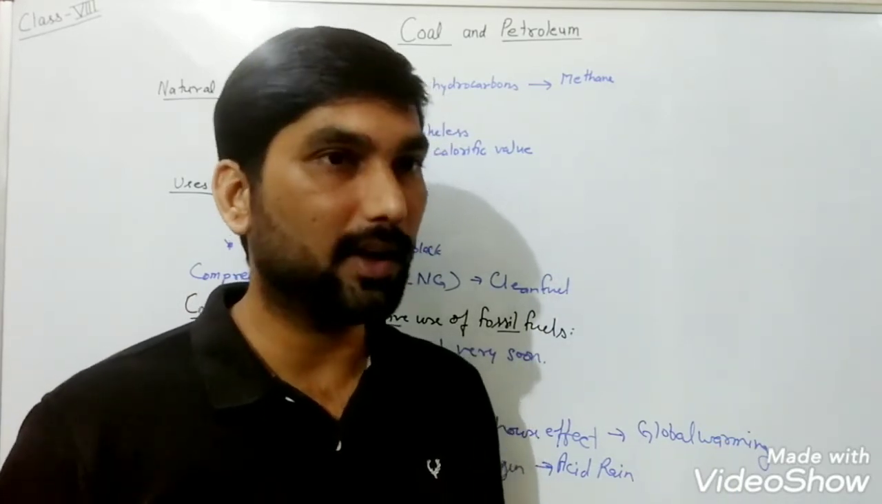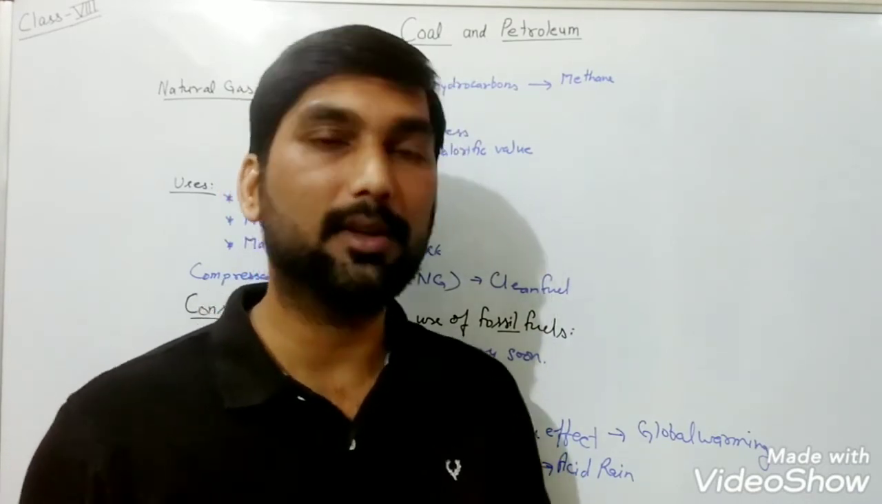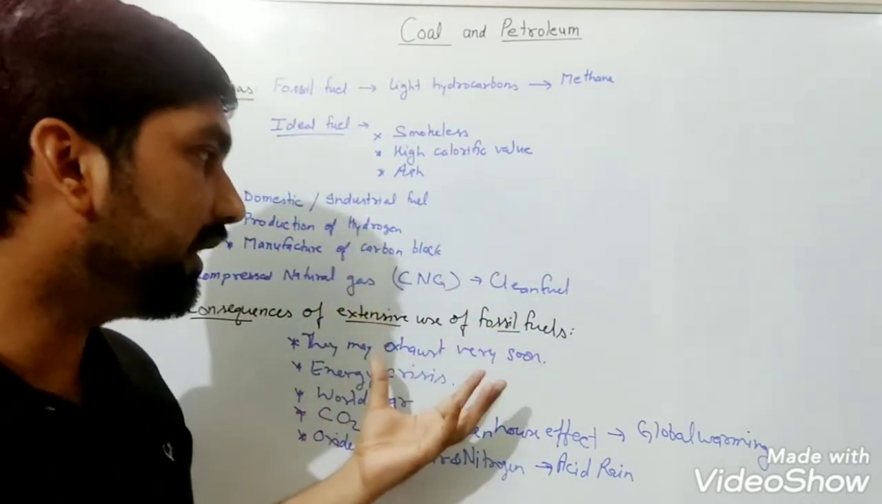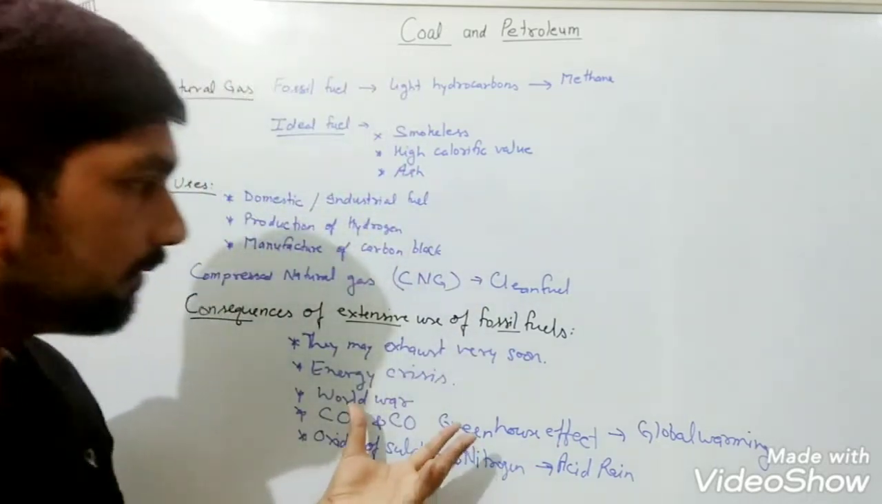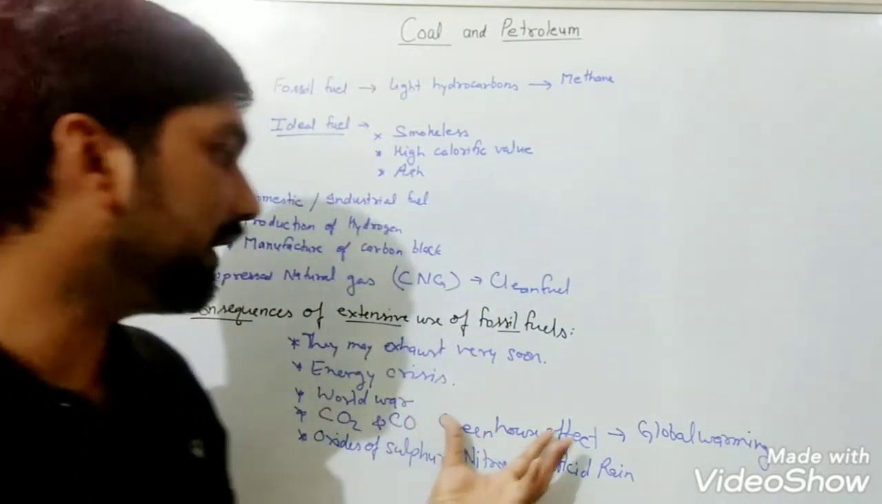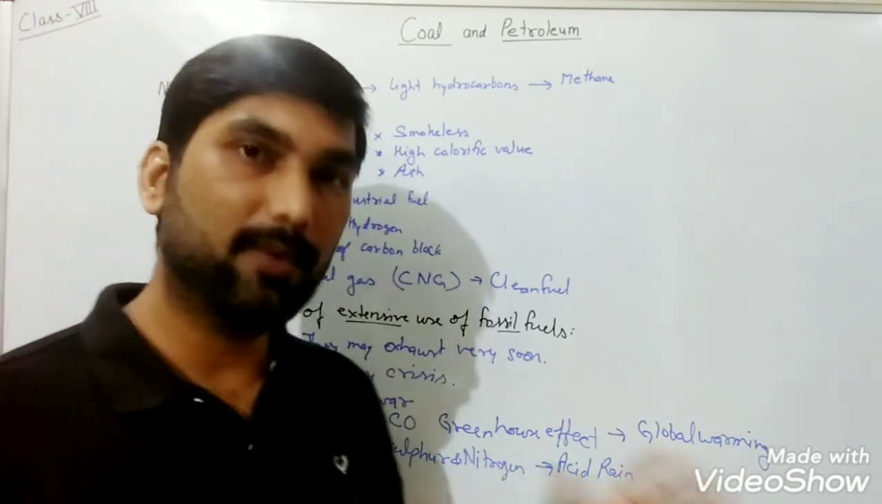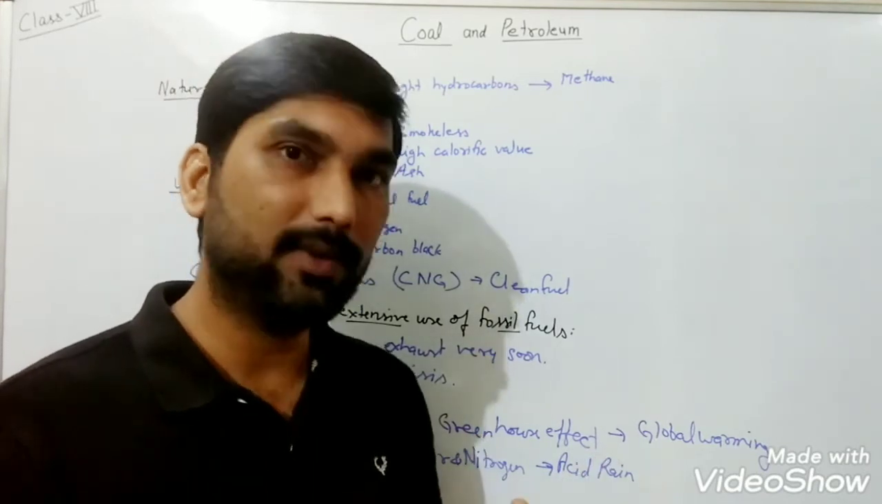So these are what we are trying to use, more and more non-conventional sources of energy, so that the fossil fuels can be protected and their use can be limited, so that the pollution cannot be caused, and these situations, greenhouse effect or global warming or acid rain, can be prevented. We can also save these fuels.